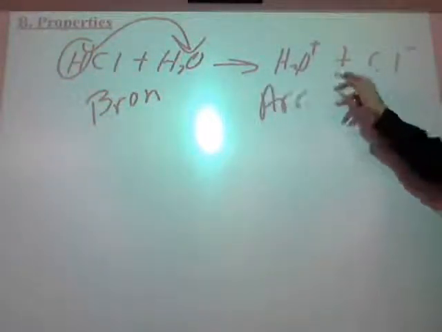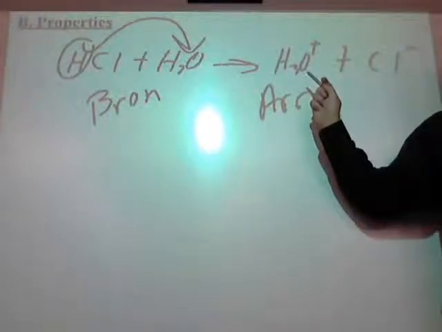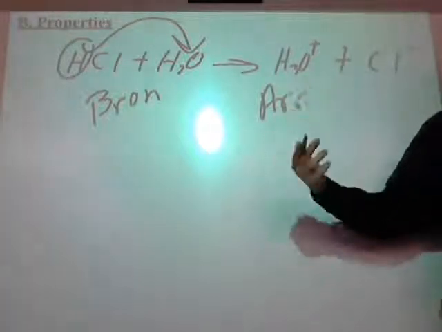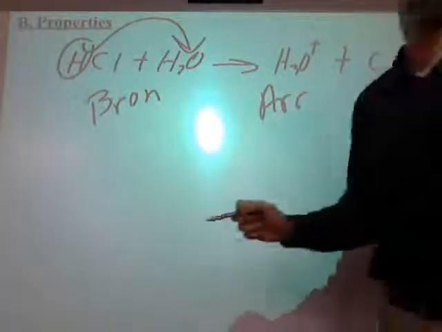Arrhenius said an acid is anything that forms these guys. What are they called? Not hydroxides. The opposite, pretty much. Remember? Hydronium ions. Hydronium ions.